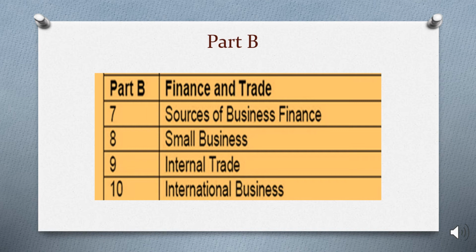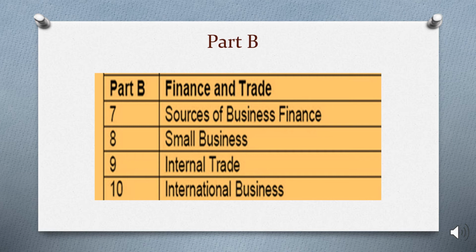Chapter 9 will be on internal trade. In internal trade, we are going to study about wholesalers, retailers, basically. What are the different kinds of retail stores? Departmental stores, chain stores. So all these are going to be a part of your internal trade. Retail sector, we are going to study here. Basically trade which we do within the country. So that will be internal trade.